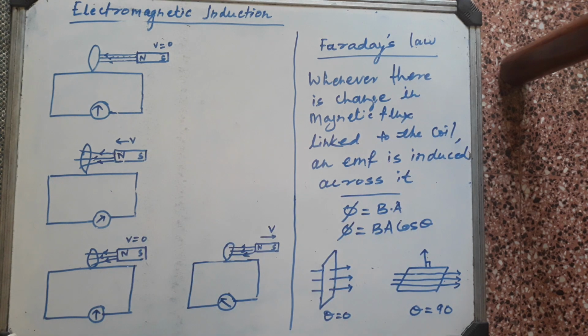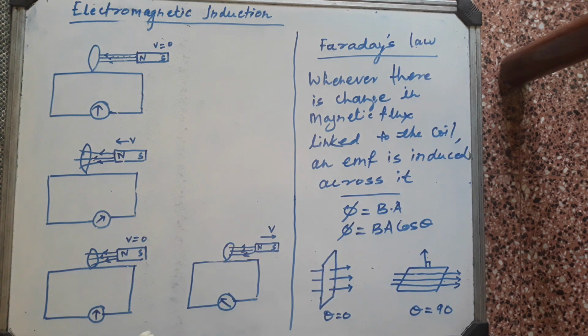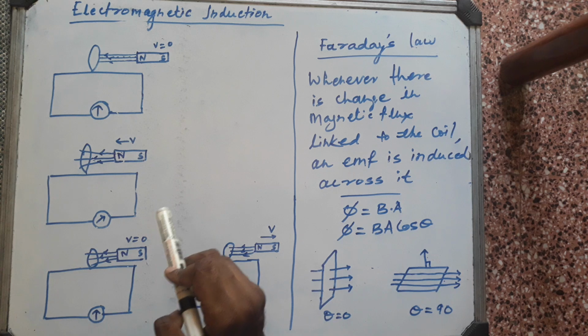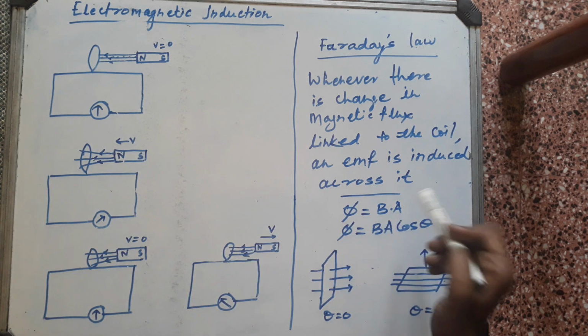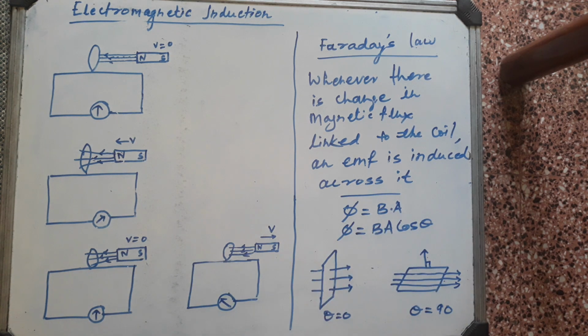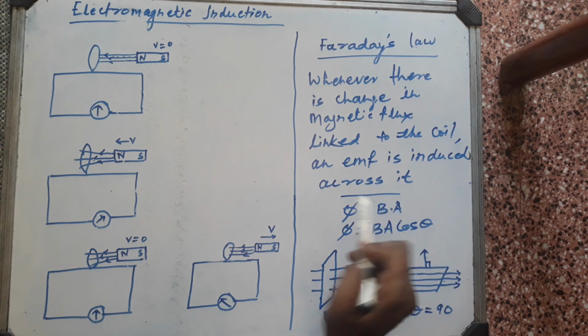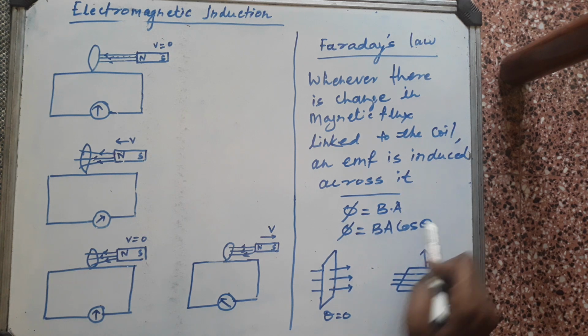What does Faraday's law say? Whenever there is a change in magnetic flux linked to the coil, an EMF is induced across it. That means the change in magnetic flux linked to the coil induces EMF. So we are interested in the EMF which is induced across the coil. Here I have written the flux linked with the coil is B dot A, where phi is the magnetic flux, B is the magnetic field, and A is the area of the coil. So we can write B A cos theta, where theta is the angle between B and A.